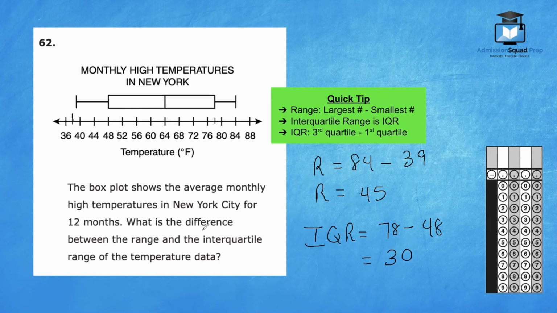The final question asks us to calculate the difference, which means we're going to subtract the range minus the IQR, which is the interquartile range. 45 minus 30 is 15. We will write in 15 here at the top. Then we will bubble in the number 1 and bubble in the number 5 right here.